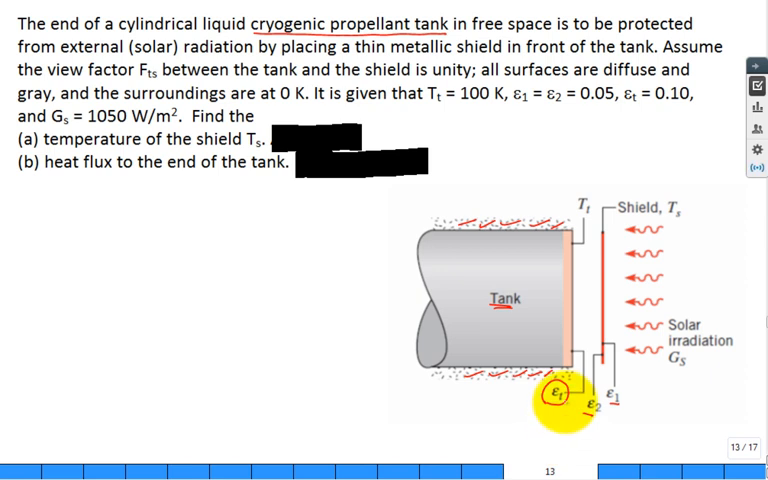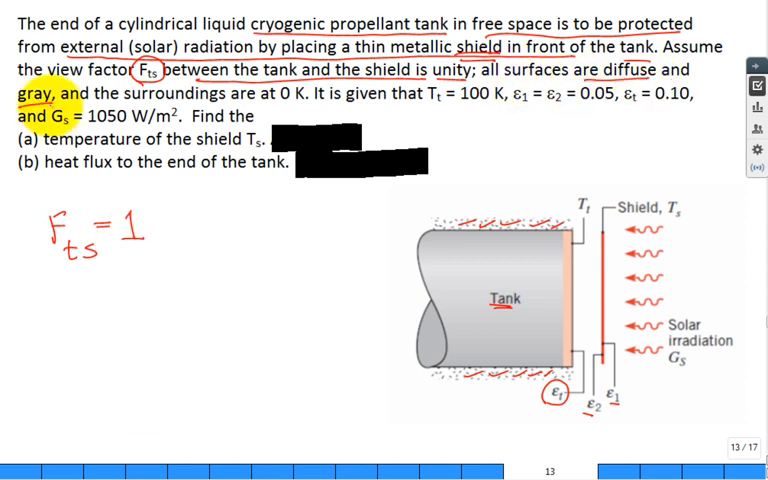And on both sides it has an emissivity 1 on, let's say, the right side, emissivity 2 on the left side. It's protected from external solar radiation by placing a thin metallic shield in front of the tank. We just talked about that. Assuming a view factor F between the tank and the shield is unity, 100%. All surfaces are diffuse and gray. Hey, that's this whole chapter. If you have anything other than diffuse gray, well, then go back to the previous chapter and consider orientation and angles, etc. The surroundings are at 0 Kelvin, so we put everything in a huge surroundings at 0 Kelvin.